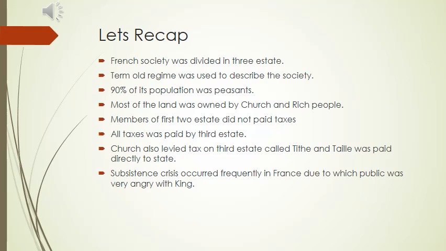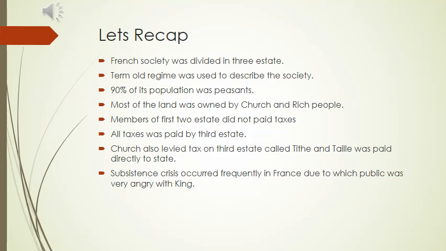So, French society, we have done today. French society was divided into 3 states. We know about the 3 states: first state, second state, and third state. Old regime was the term used to describe the society, and 90% of the population of France was peasants. Most of the land in France was owned by the church and the rich people. Members of the first 2 states enjoyed lots of privileges. They did not pay tax, the most important thing, and all the tax was paid by the third state only.